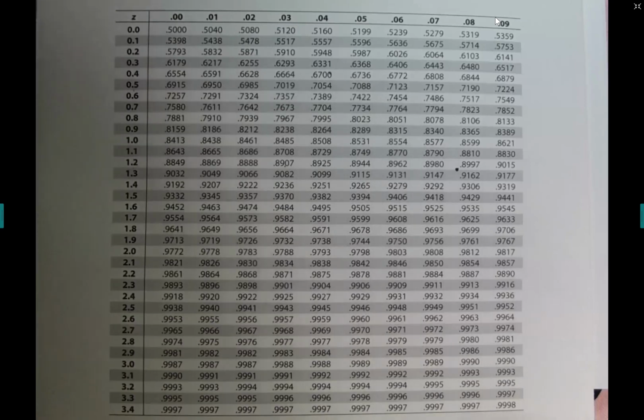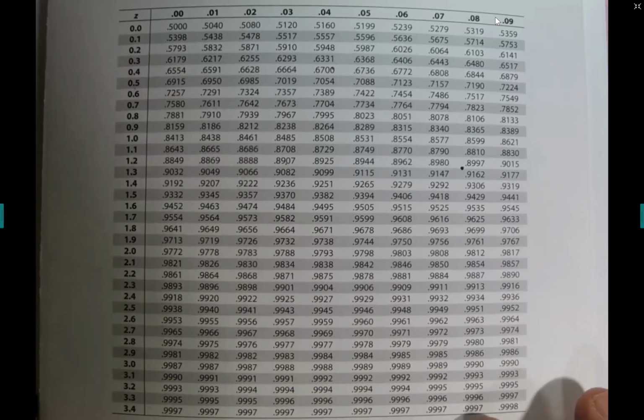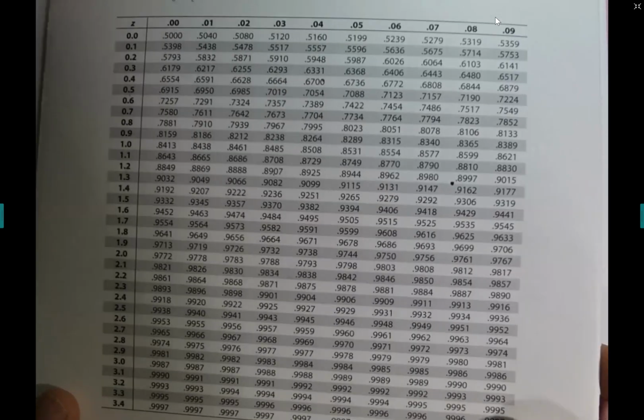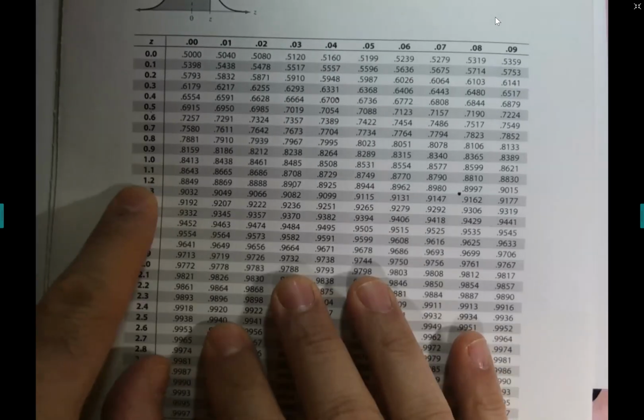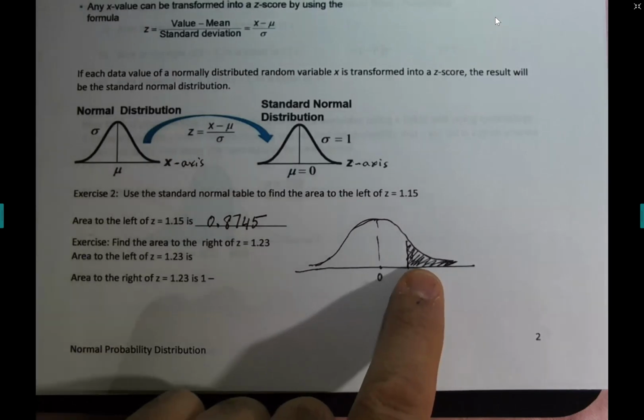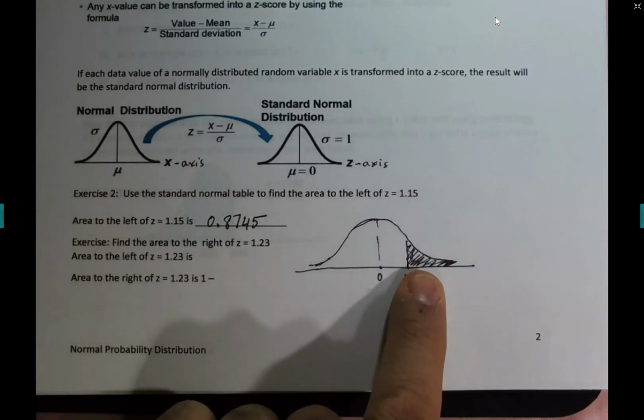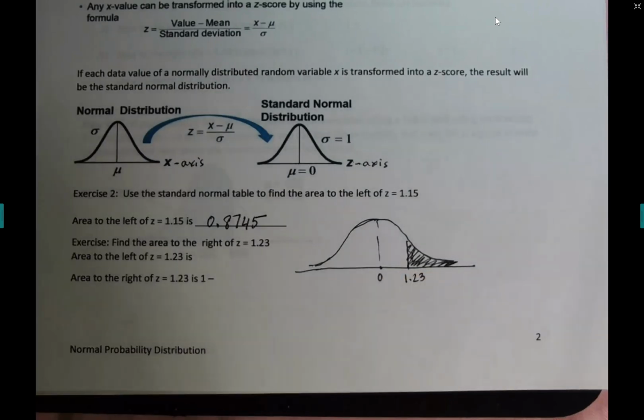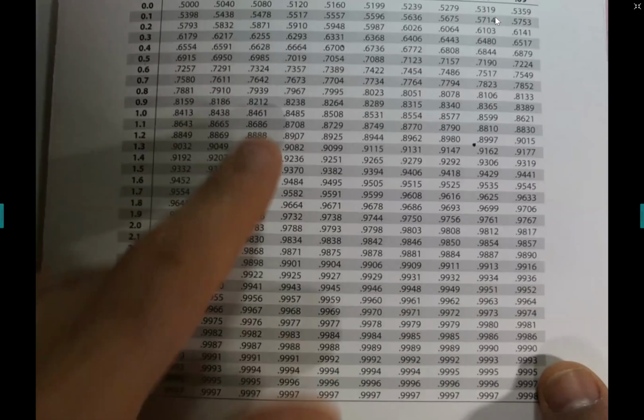0.8907. Okay, so you read 1.23. Okay, let me see what you did. 0.8907. Do you agree with me that the answer should be less than 50%? Do you guys agree that what I shaded is less than 50%? Yes or no? Yes. I mean, it's less than 50%, guys. But what you read through the table, it says 0.8907, which is more than 50%.